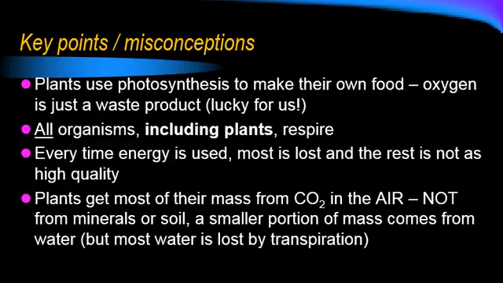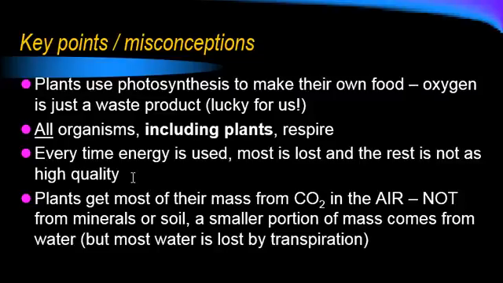So just to recap here for a moment, these are some really important points you need to make sure you understand. First of all, plants are using photosynthesis to make food. Oxygen's actually kind of a waste product for them, but that's lucky for us because we need oxygen to do aerobic respiration. All organisms, including plants, have to respire because they have to get energy out of their food. Every time we use that energy that we got from our food, we lose most of it. And the rest of it is not as high quality as what we started with in the first place, because every time energy is transformed, it loses quality.